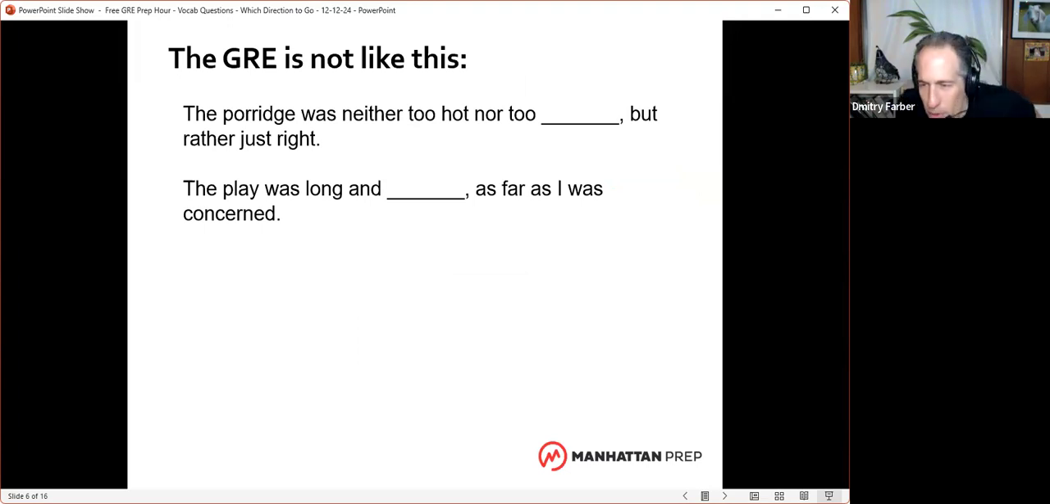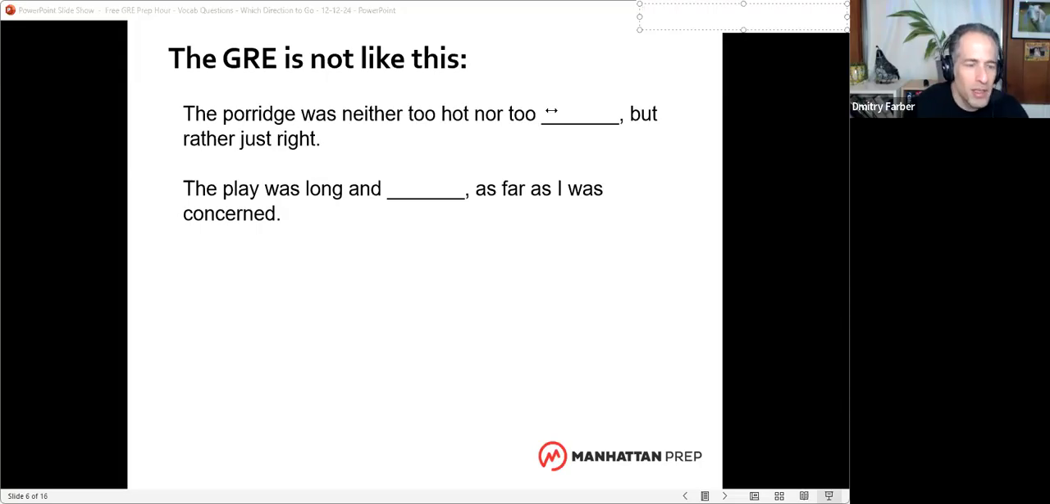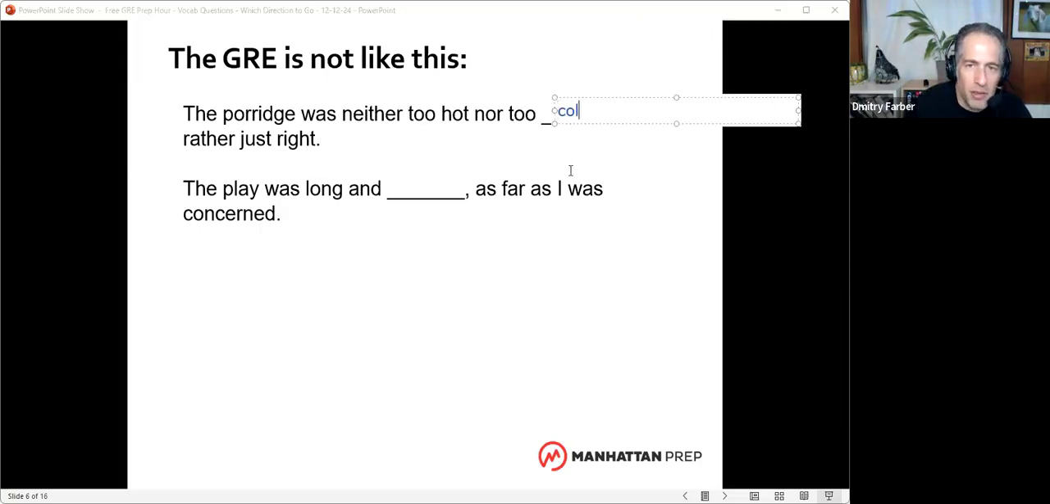Okay, so this first one about the porridge. The GRE is not going to give you this. Why not? Yeah, it's pretty direct and basic, right? There's really only one word it can be. If it's just right, it's not too hot or too cold. It'd be weird if it's like neither too hot nor too offensive or something like that, right? It's like, no, no, no, that's what it has to be.